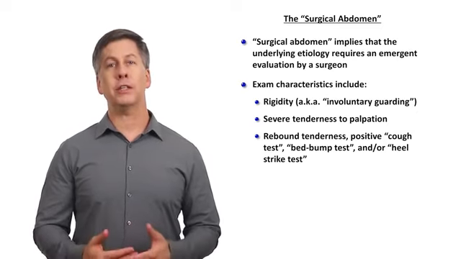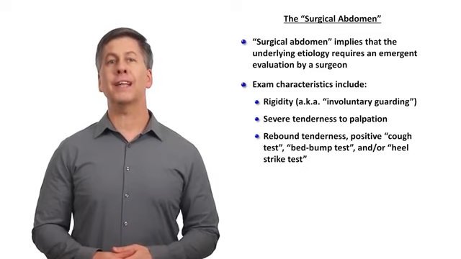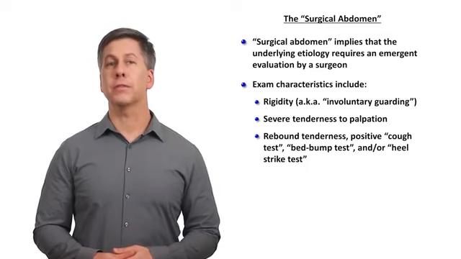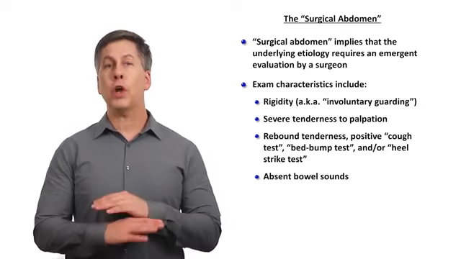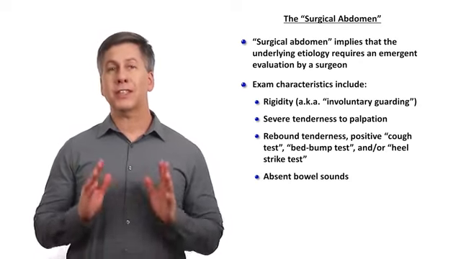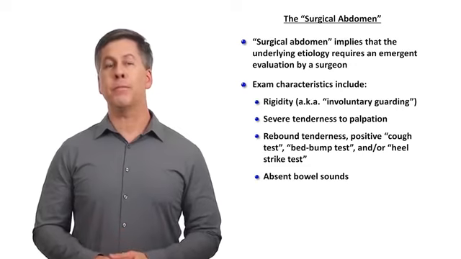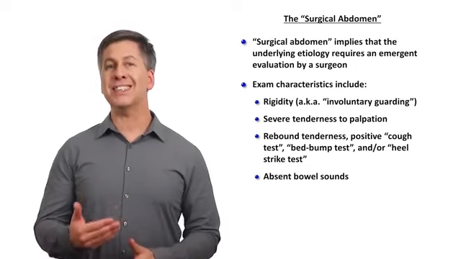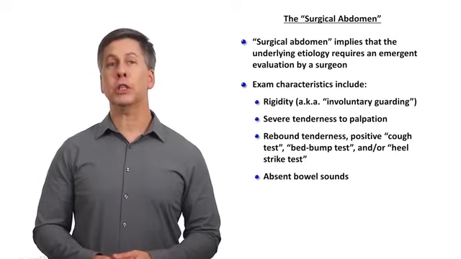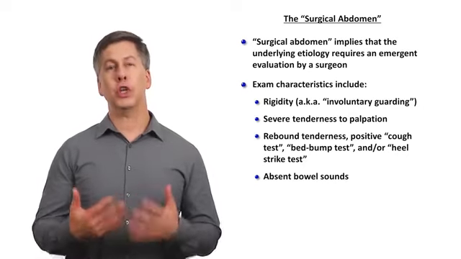In ambulatory patients, the heel strike test can be done by asking the patient to stand and jump in place. And absent bowel sounds. None of these findings in isolation necessarily indicate a surgical abdomen, but seeing multiple of them in a patient whose history is consistent with a possible surgical emergency would suggest this general situation.